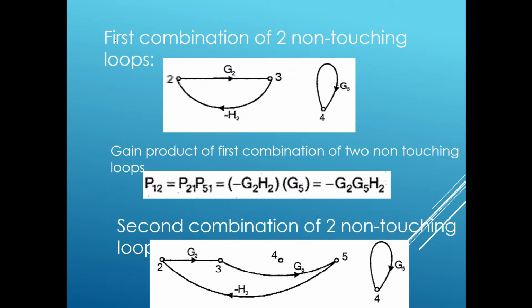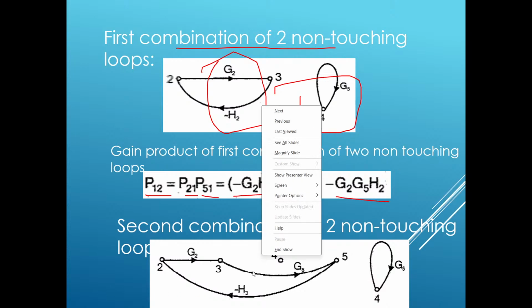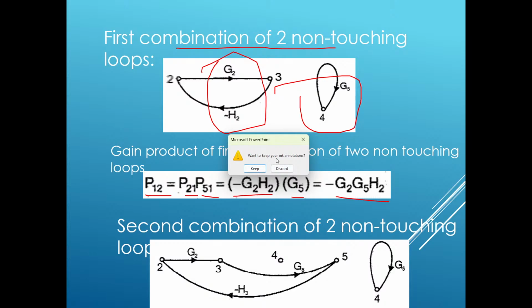Now let us see the first combination of non-touching loops and let us write down the gain products. This loop's gain is G2 into minus H2, that is minus G2 H2. This is G5. So P12 is equal to P21 into P51. So what is it? Minus G2 H2 into G5. So you will get minus G2 G5 H2. Okay, so that is one pair of non-touching loop gain.